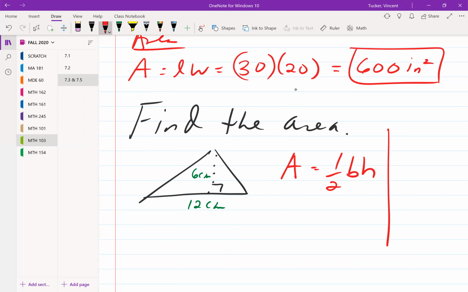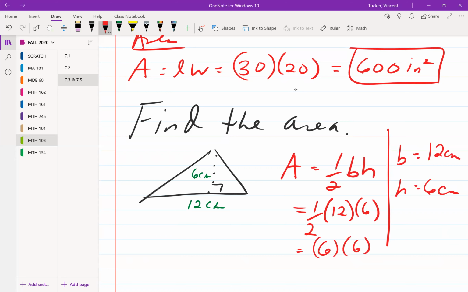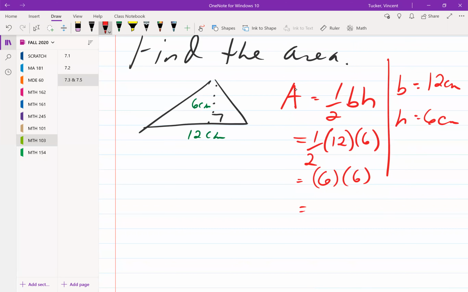So you need the measurements for your base and your height. Your base would be considered the 12 centimeters. The height of the triangle would be the 6 centimeters. Then you would plug those in accordingly. The 1/2 is a part of the formula, so that's where it came from. So that's 1/2 times 12 times 6. Half of 12 is 6, and then 6 times 6 is 36. Don't forget we were dealing with centimeters, so that would be centimeters squared.